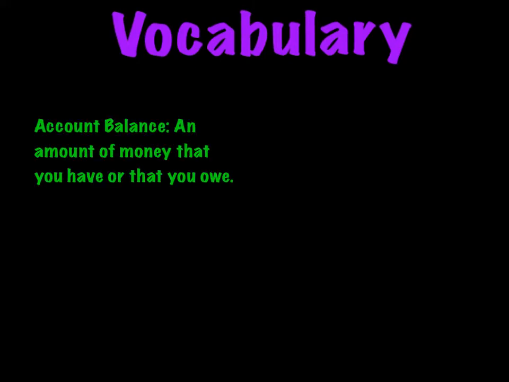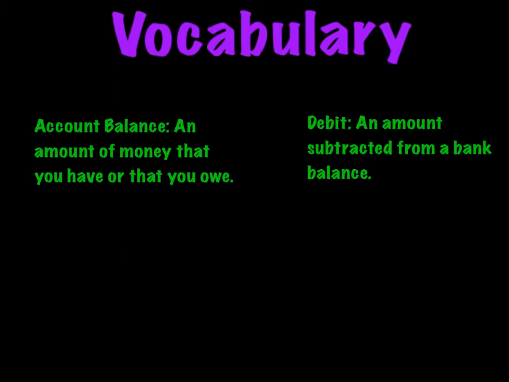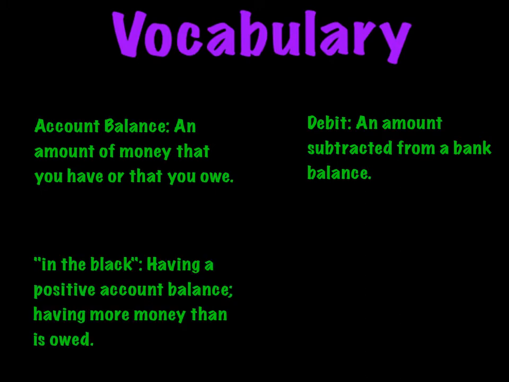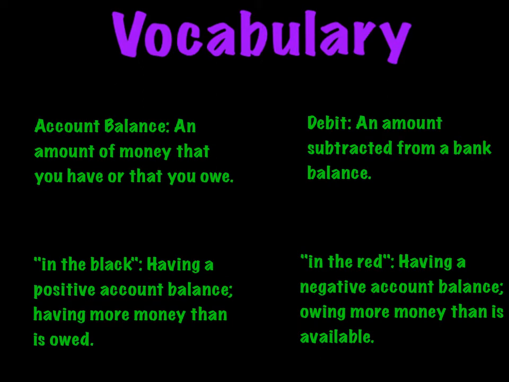Account balance. This is an amount of money that you have or that you owe. Debit. This is an amount subtracted from a bank balance. In the black. This means having a positive account balance or having more money than what is owed. In the red. This means having a negative account balance or owing more money than is available.